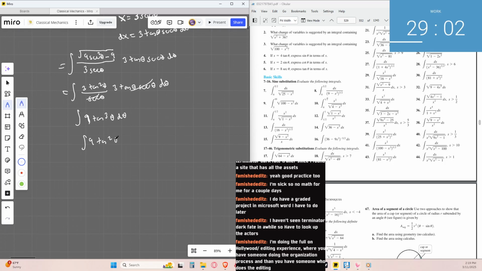Let's see if we can split it up, make it easier to handle. And let's just move the 9 outside. So we're given tangent, secant squared minus 1.